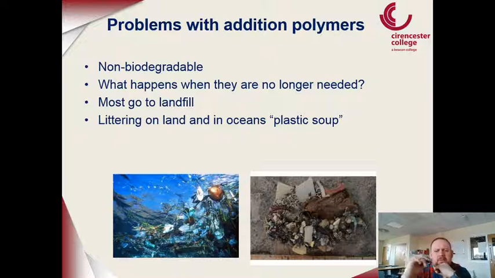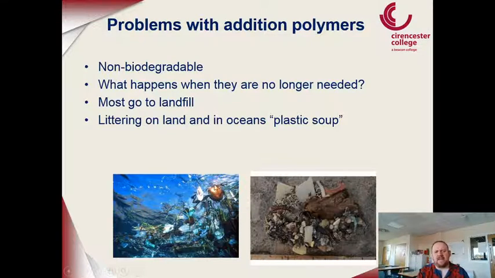Now, this is one of the big problems with addition polymers, and I spoke to you about it earlier. I mentioned David Attenborough's Blue Planet, and we can see here lots and lots of bits of plastic which are just turning up in the sea, and there are a couple of massive oceanic islands made just of plastic. We're finding that plastic's turning up in the marine life. It's really not very nice.